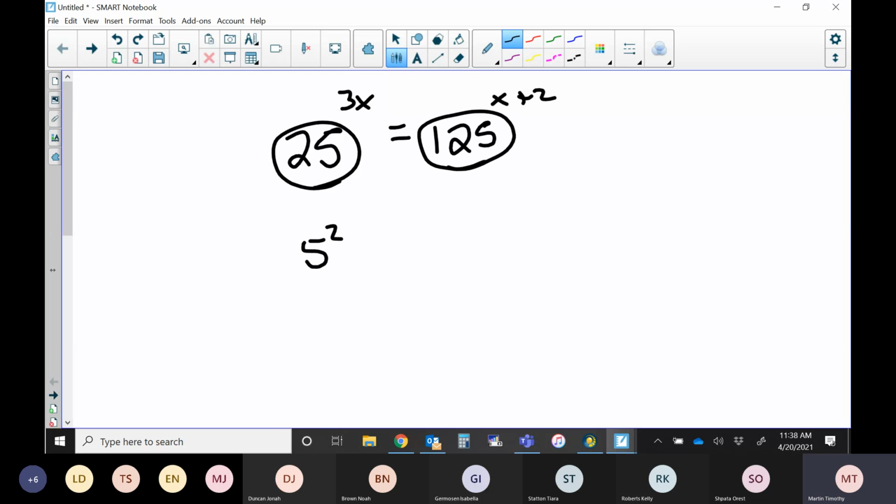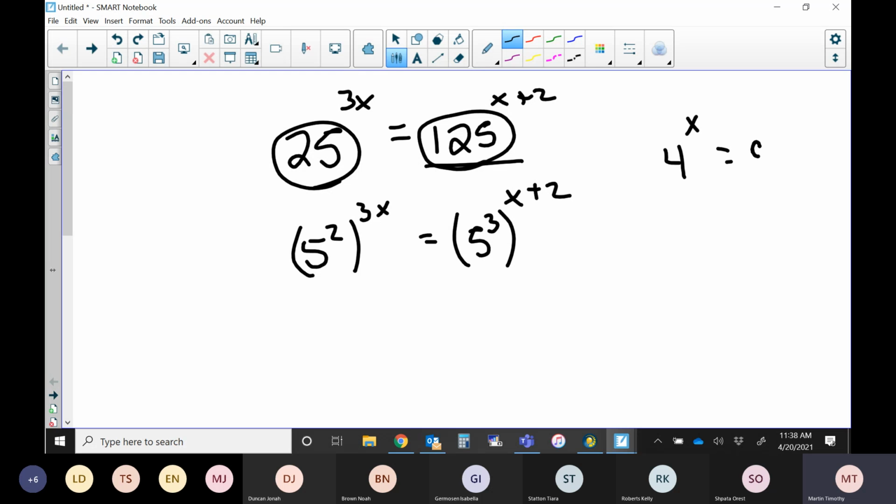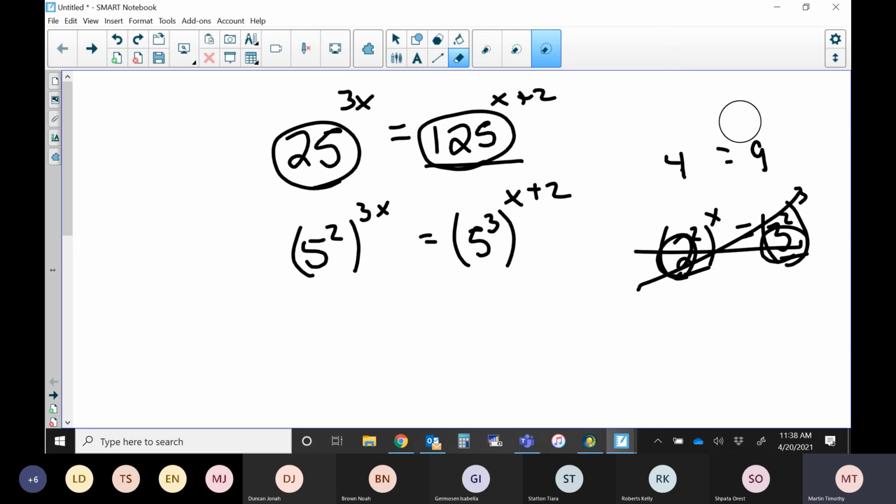Because I can rewrite this as 5 to the 2nd to the 3x, and it's nice to know my multiplication tables, I can rewrite this as 5 to the 3rd x plus 2, right? If I had like 4 to the x equals 9 to the 3rd power, am I going to be able to solve it by the way that I just showed you? No, because I can rewrite this as 2 to the 2nd to the x, but over here I can rewrite this only as 3 to the 2nd to the 3rd. That's no good for me. This is a 2, this is a 3.